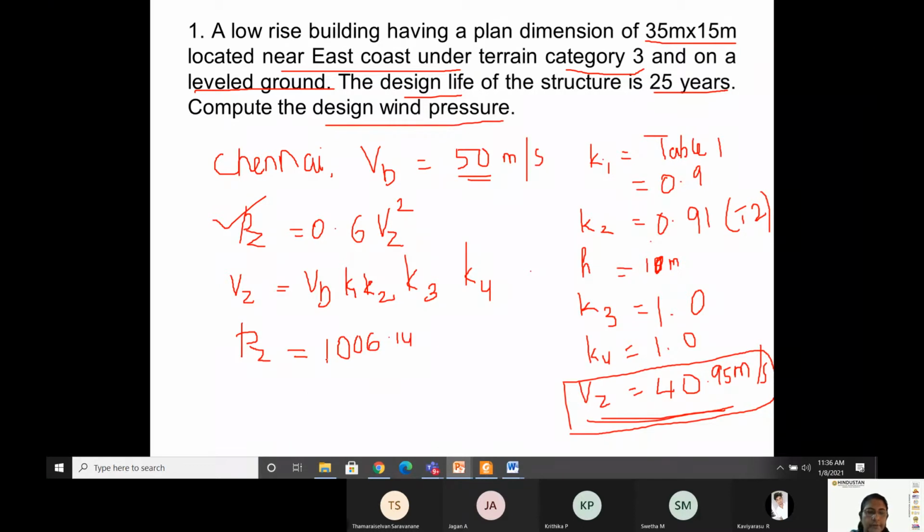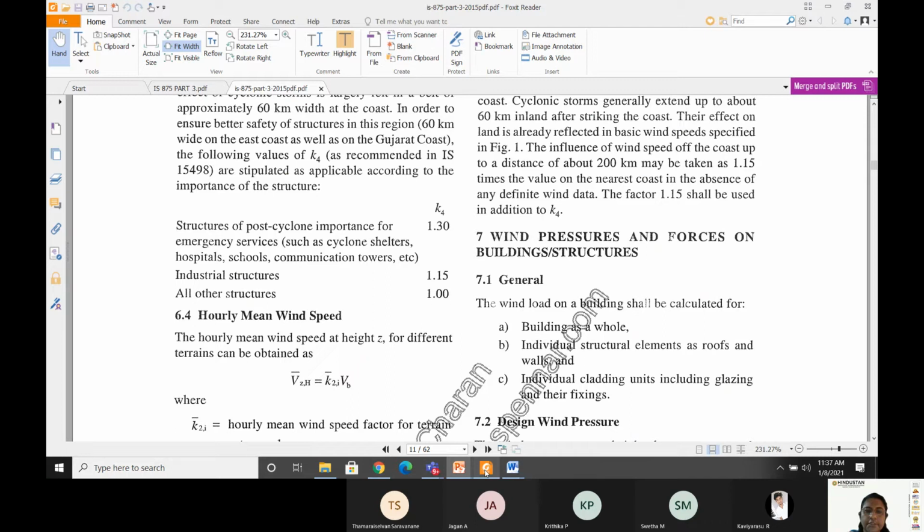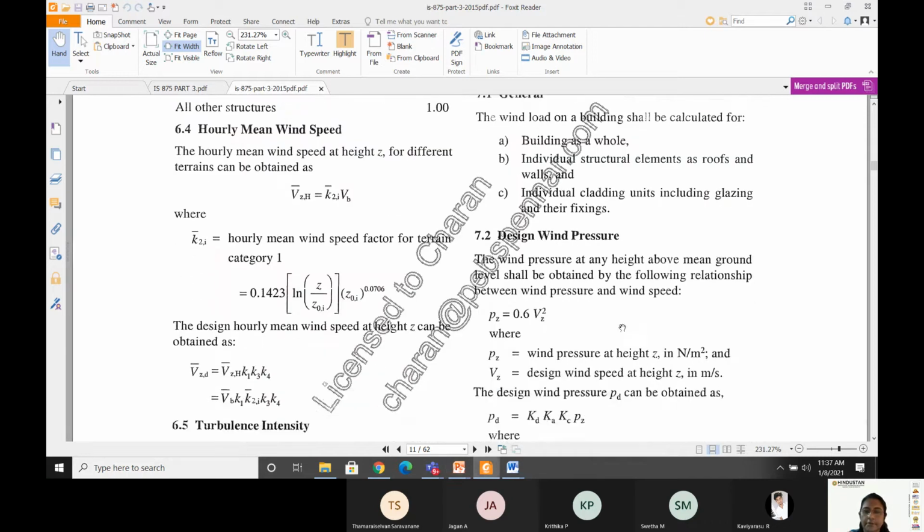What is the unit for Pz? Pz is the design wind pressure at height Z, in Newton per meter square. This 0.6 actually comes from the density of air, rho by 2. The density of air is 1.2, divided by 2. That is how this 0.6 has come.